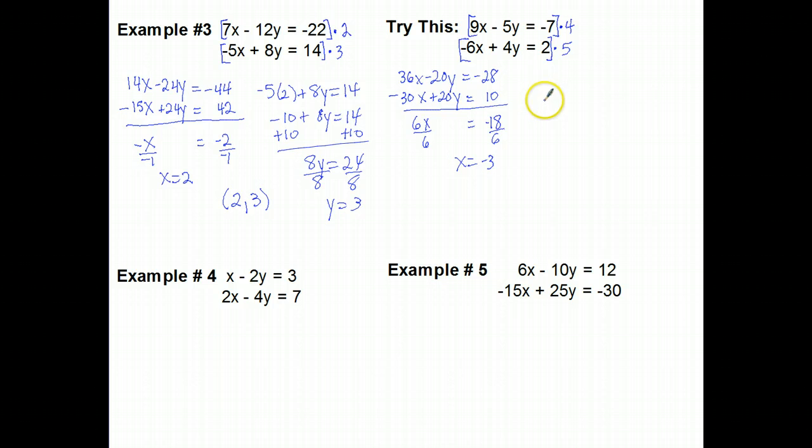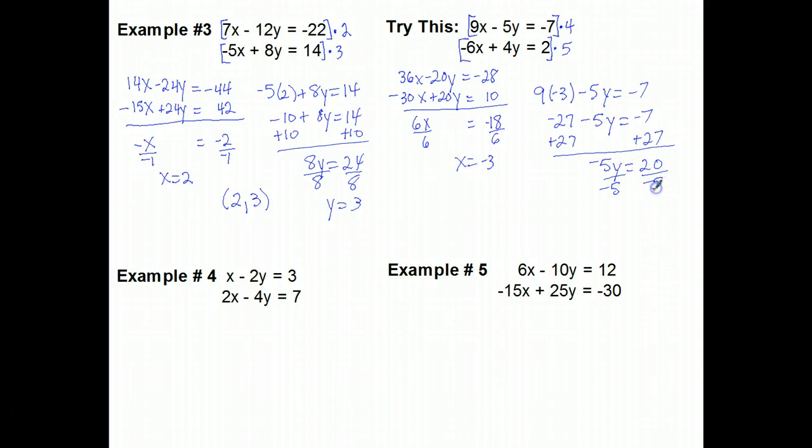Plugging that into the top equation, 9 times negative 3 minus 5y equals negative 7. Negative 27 minus 5y equals negative 7. Add 27 to both sides. Negative 5y equals 20. And divide by negative 5. Y is equal to negative 4. Solution to the system, negative 3, negative 4.